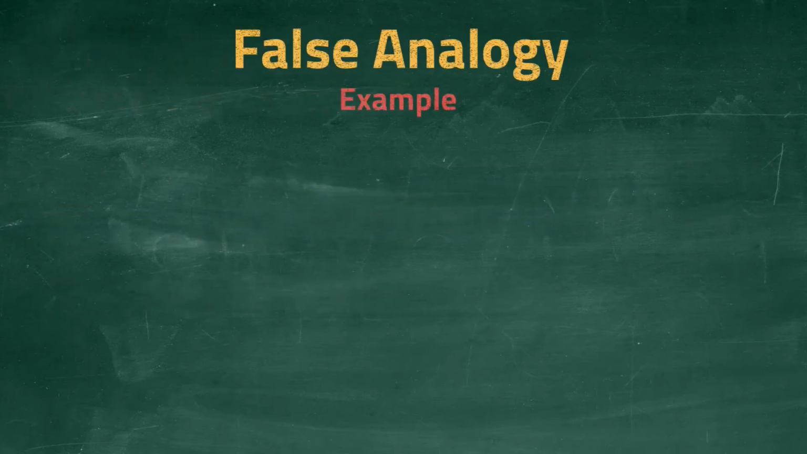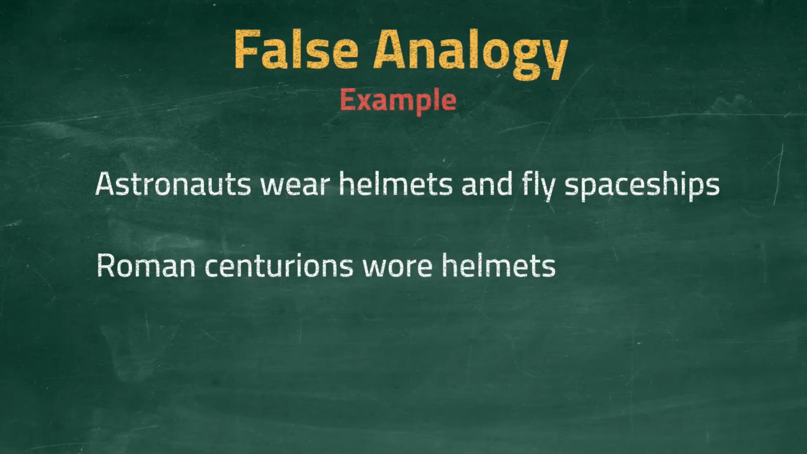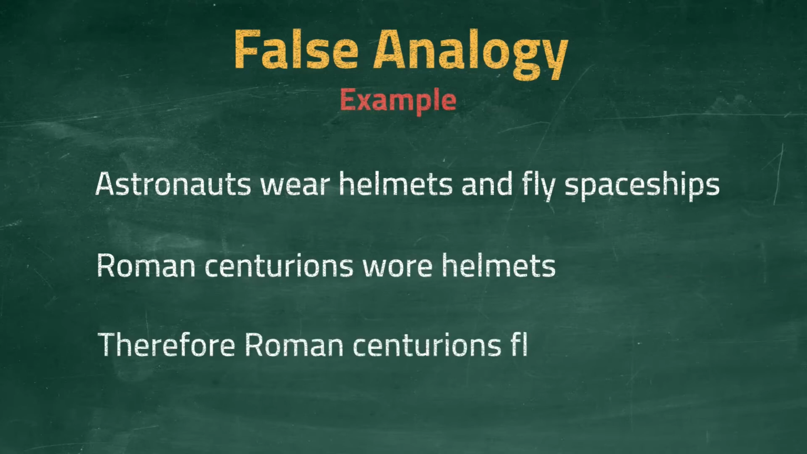The first example concerns helmets. Astronauts wear helmets and fly in spaceships. Roman centurions wore helmets. Therefore, Roman centurions fly spaceships. I think it is safe to say that outside of science fiction, Roman centurions did not fly spaceships. The analogy here is weak.